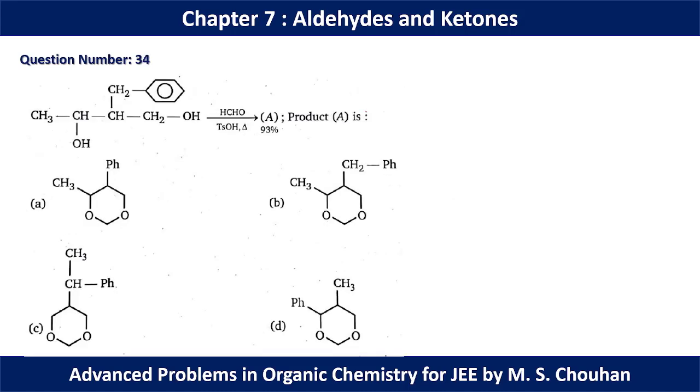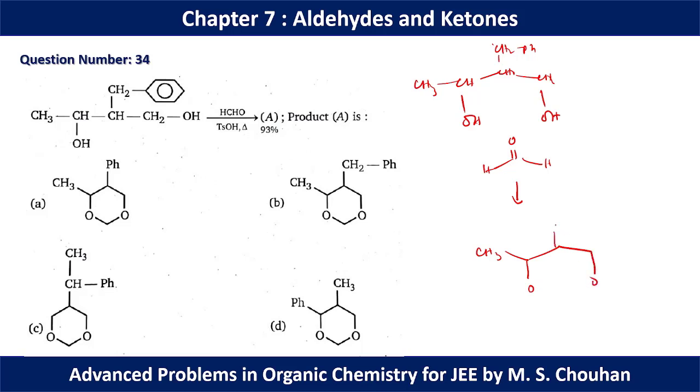In question number 34, we can rewrite this molecule like this: CH2OH, CH2OH. So this is nothing but a 1,3-diol and we have one aldehyde present. So this is a case of masking, and this masking will give a final product which will look like this. Okay, so for question number 34, option B should be the correct option.